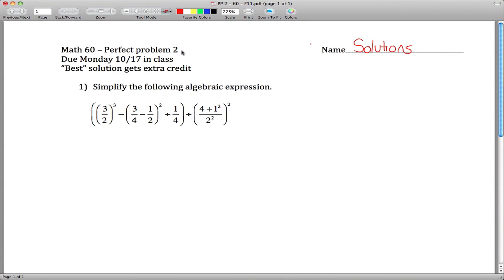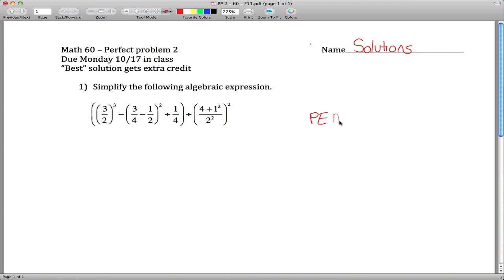Here's the solutions to the second perfect problem for Math 60. Let's see, in this problem we're given this huge mess right here and basically told to simplify it. So what this ends up being is an exercise in order of operations. Might help to write this over to the side.